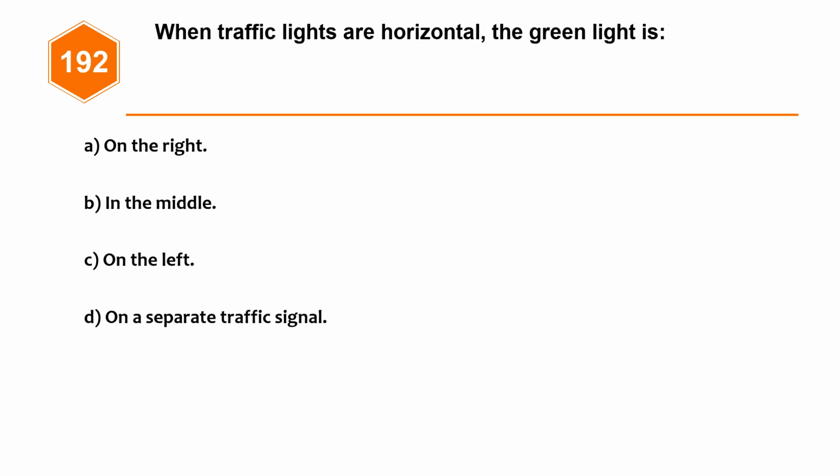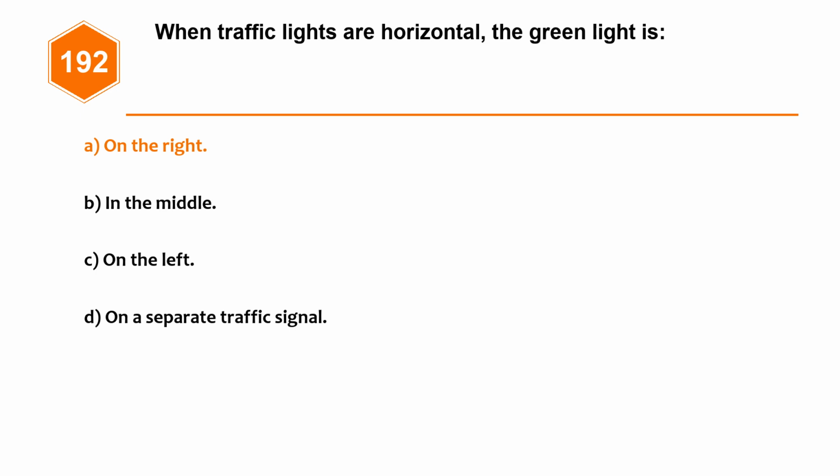Question 192. When traffic lights are horizontal, the green light is Option A. On the right. Option B. In the middle. Option C. On the left. Option D. On a separate traffic signal.